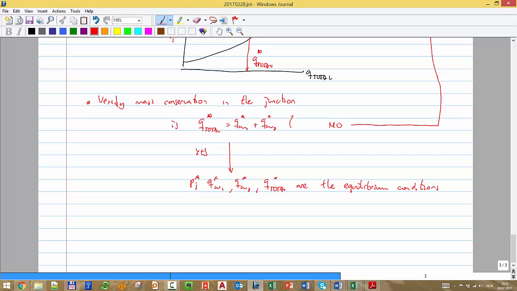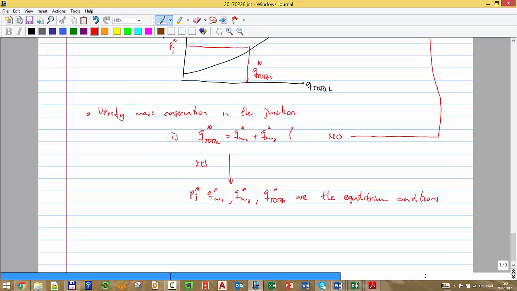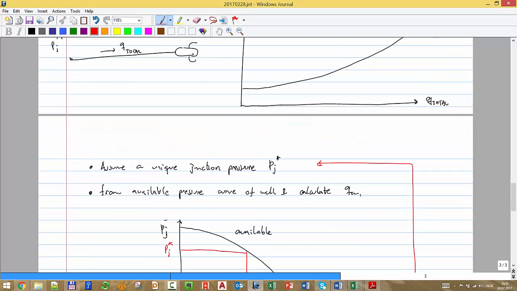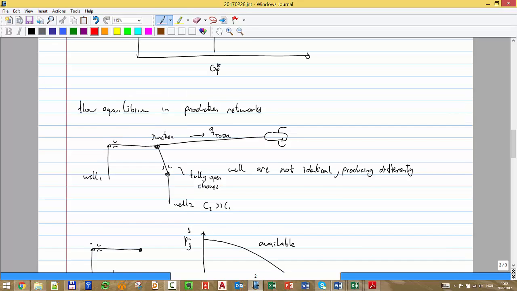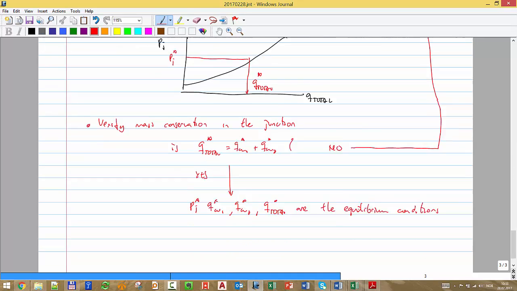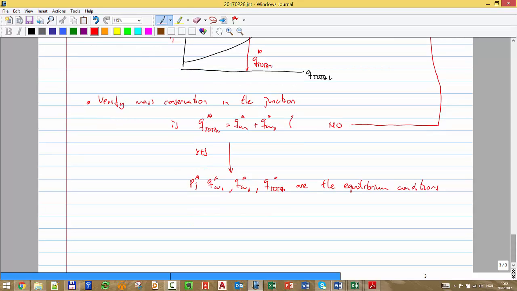And what will be the basis of the initial assumption of the junction pressure? Well, you can assume, for example, that that pressure is higher than that pressure, and that it is also lower than the reservoir pressure. You will see this graphically, and sometimes in the exam I ask you to do it graphically, but you can also do it numerically. The equilibrium point is often calculated numerically.